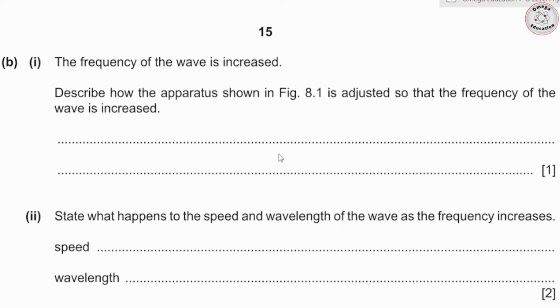The frequency of the wave is increased. Describe how the apparatus shown in figure 8.1 is adjusted so that the frequency of the wave is increased. You have to increase the frequency. What are the adjustments that you make in the apparatus so that there are more number of waves produced per second?